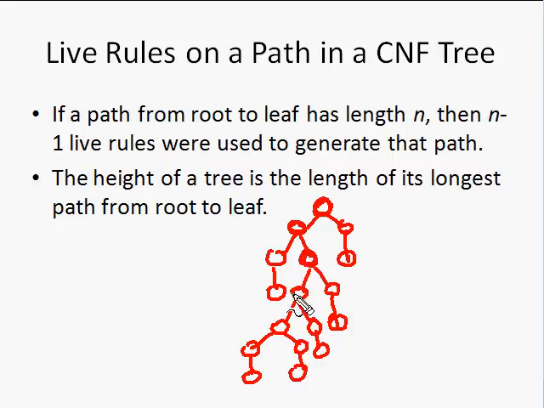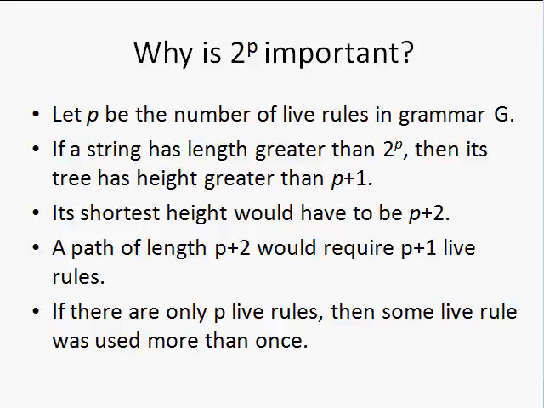3, 4, 5, and this only had one child, and that didn't even have any children. So to make this path right there, we needed 5 live rules, and the path has length 1, 2, 3, 4, 5, 6. So that's where we get this relationship up here. If a path from root to leaf has length n, then n minus 1 live rules were used to generate that path. So you remember in the pumping lemma, we had this 2 to the p thing going on.